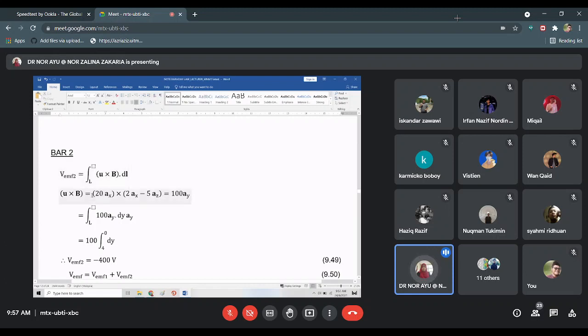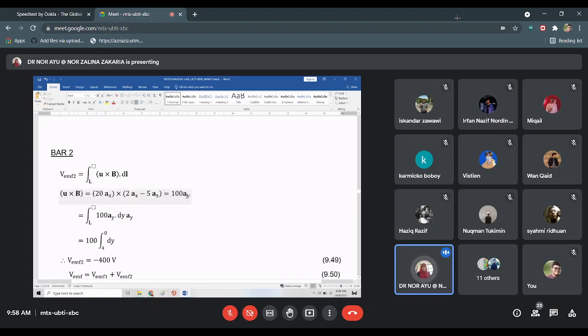Okay, so you look here, the U is 20AX, cross dengan 2AX minus 5AZ. So again, AX dengan AX cross, it will be equals to 0. So 20 dia cross dengan negative 5 over here. AX cross dengan AZ akan jadi negative AY. Tapi sebab dia ada negative kat sini, dia akan jadi positive AY. So you will get answer 100 AY.